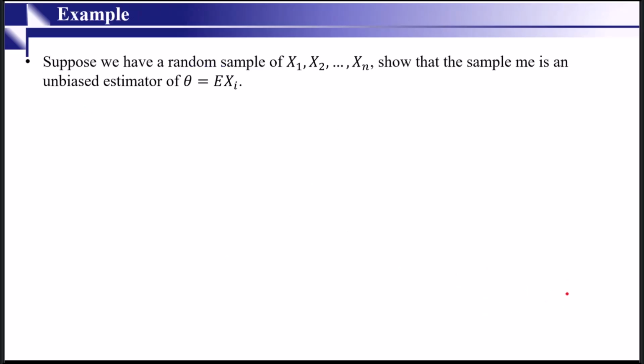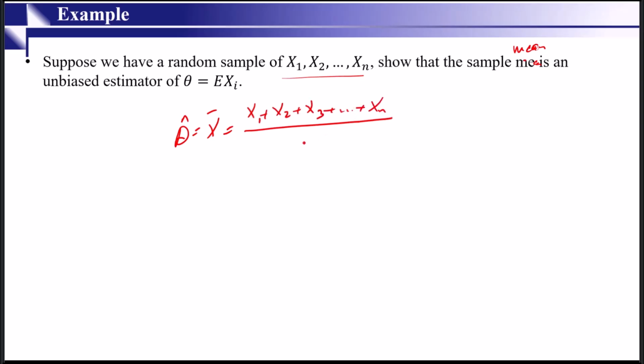Suppose we have a random sample of x1, x2 up to xn. Show that the sample mean is an unbiased estimator of theta, which is equal to E of xi. Our sample mean, theta hat, is equal to x bar, is equal to x1 plus x2 plus x3 plus up to xn, divided by n. So we have the bias of the estimator, right? We can write, for example, b of theta hat, the bias of the estimator, is equal to E of theta hat minus theta. This should be equal to 0. If it's equal to 0, it's unbiased, right?